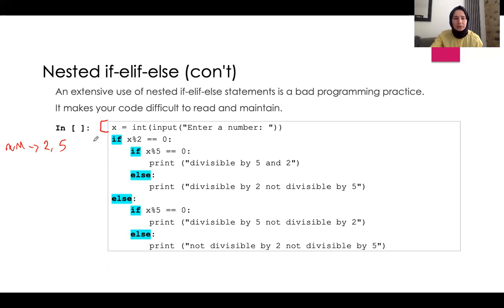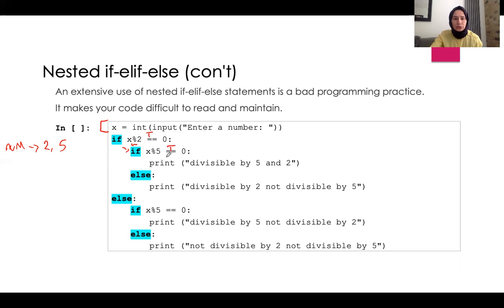First of all, you have to check if the number can be divided by 2. To do this, we use the modulo here. When this equals 0, it means that the number can be divided by 2. If this condition is true, then we have another if here, which is checking if the number can be divided by 5.